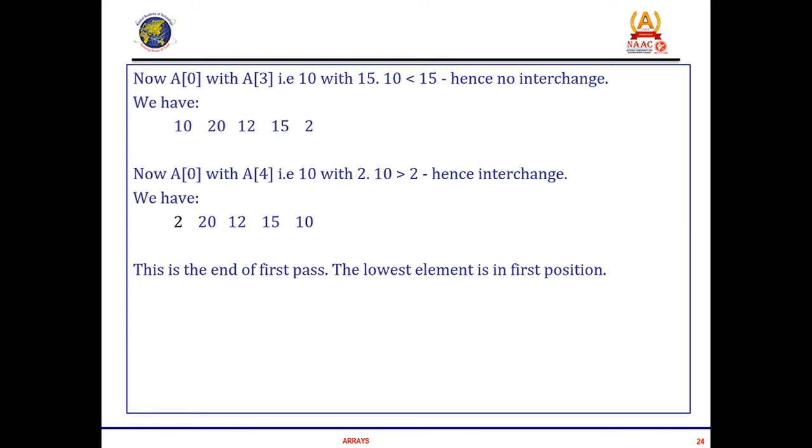So what is the sorted part here? The element 2. And the unsorted part is on the right side. That means all the elements towards the right side of 2 are called the unsorted part. They are the elements 20, 12, 15 and 10. You see, they are not sorted. That is why it is called unsorted.